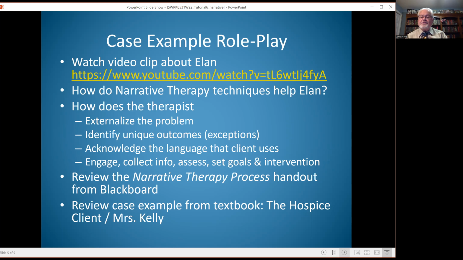Acknowledge the language that the client uses, as well as go through a process of engagement, collecting information, assessing, setting goals, and intervention. Although, again, this is going to be done in a slightly different way because the focus of the therapy is on the story. It is on the client's view of the world rather than specifically about what do I do about this specific presenting problem. And so it can take the worker away from the presenting problem, take the client away from the presenting problem, and ultimately the presenting problem is represented by the problem-saturated story, which then gets externalized.